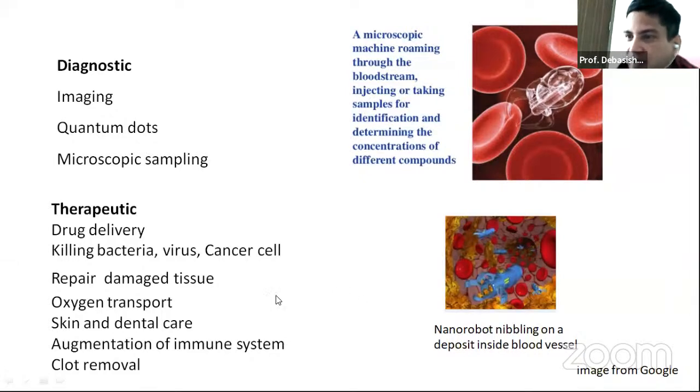We can repair the damaged tissue. We use them for oxygen transport. Just in this COVID situation, that research was very, very important. So if we use some synthetic molecule, and that can be a better oxygen transporter than the biological system, we can use it when there is a deficiency of oxygen, or when your body cannot carry much oxygen in body fluids. And then skin and dental care, obviously, we can use this kind of nanomaterial for that purpose. And clot removal, that's also very important for our system.